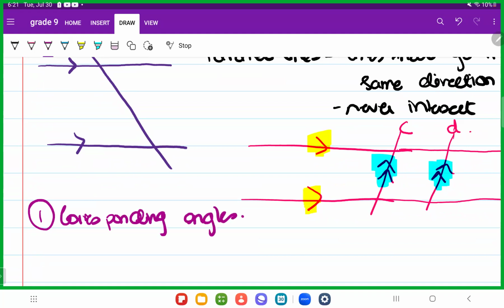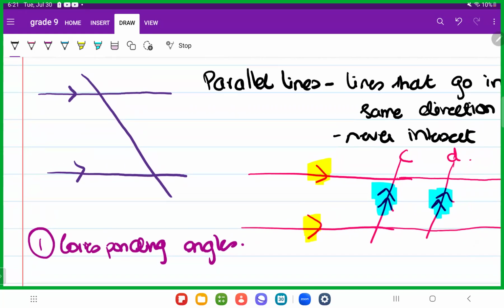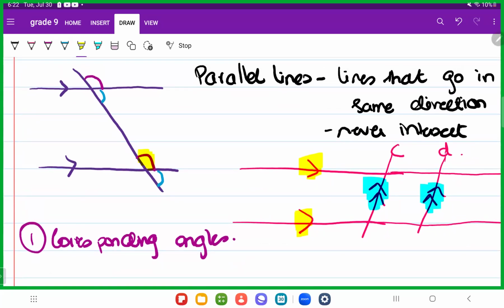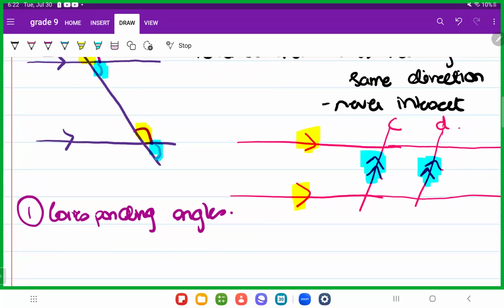So corresponding angles are basically this angle over here and this angle, and the angle below, beneath, the inside and outside angle. So both the purples are equal to each other and both the blues are equal to each other. Can you see one of the angles is inside, one is outside? One is inside, one is outside. So corresponding angles are equal to each other.